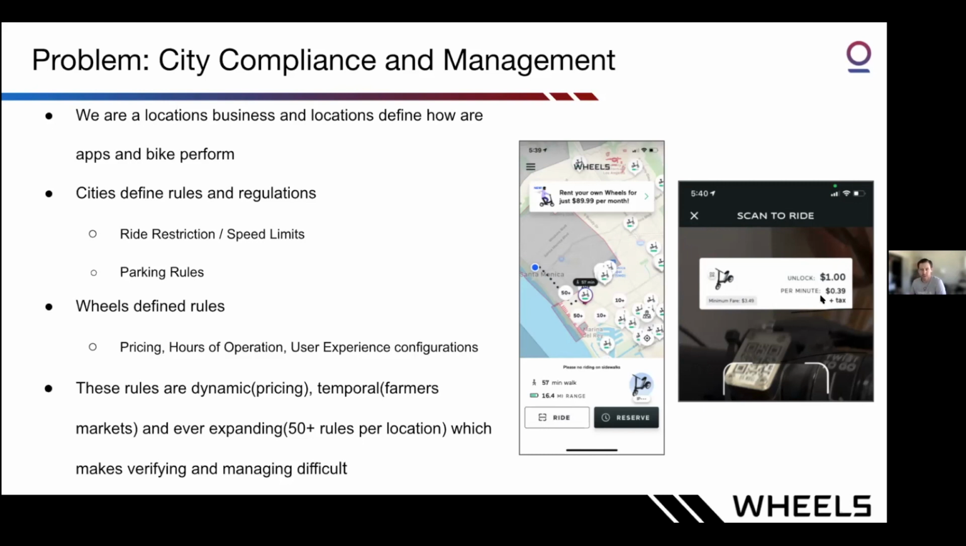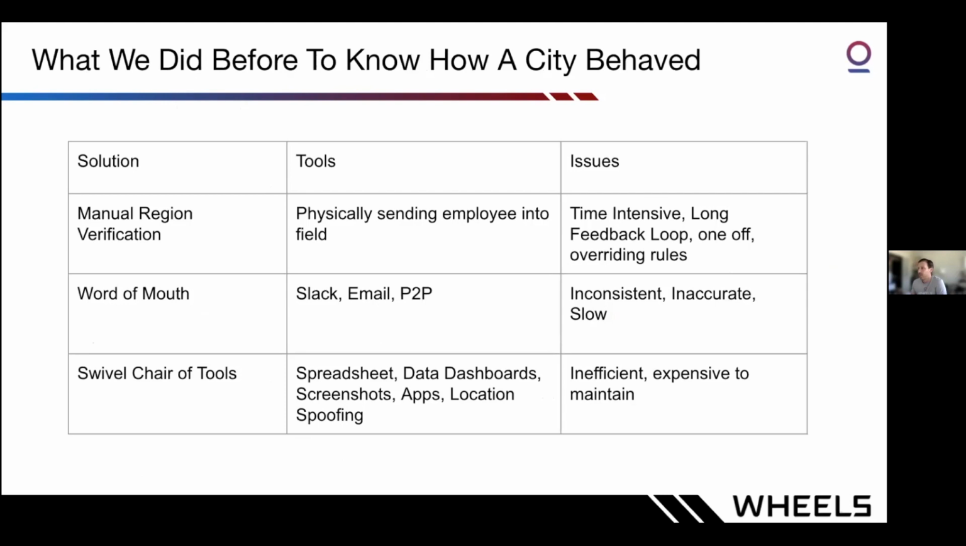So one of the big issues we had is, how do we make sure we're setting up our cities the way we were supposed to? So before our solution, we did a lot of manual verification, taking a bike out into the field, riding it around, trying to park it, trying to end it. Obviously, that's very time consuming. It's a one-off, it's for that moment, long feedback loop. So it wasn't consistent.